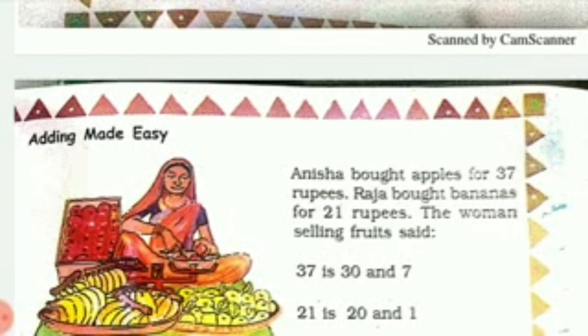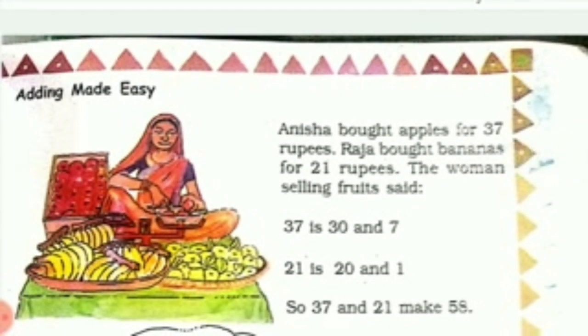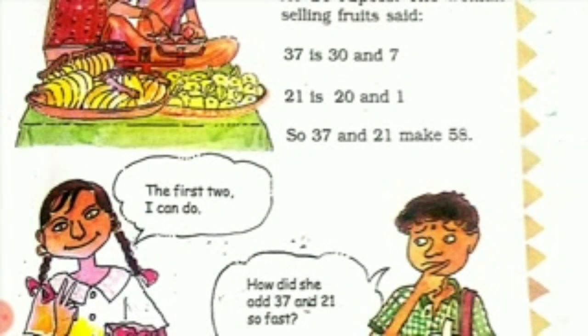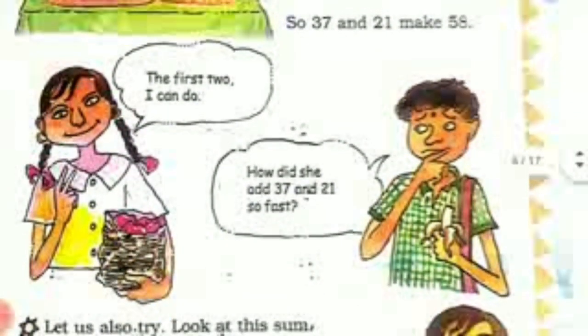Next, adding made easy. Anisha bought apples for 37 rupees. Raja bought bananas for 21 rupees. The woman selling fruit said 37 is 30 plus 7, 30 and 7. 21 is 20 and 1. So 37 and 21 makes 58. How did she add 37 and 21 so fast?